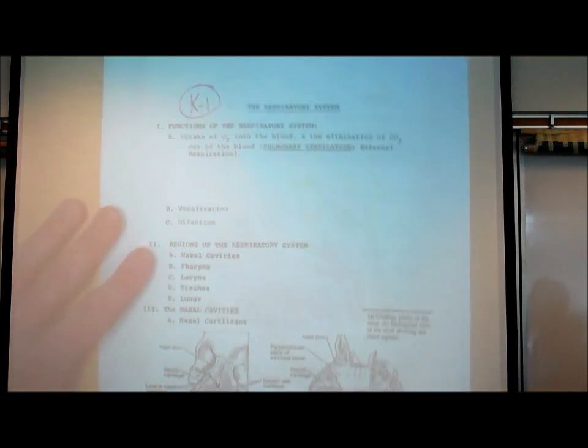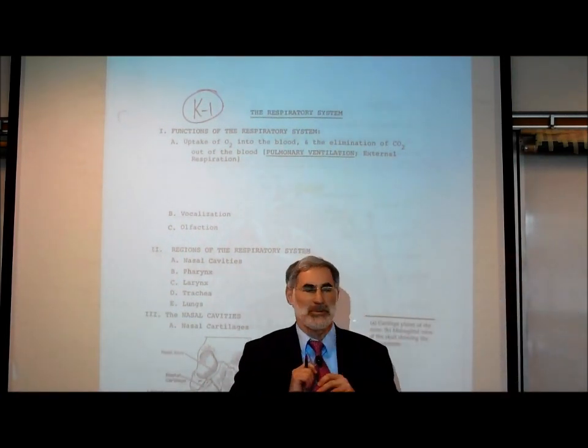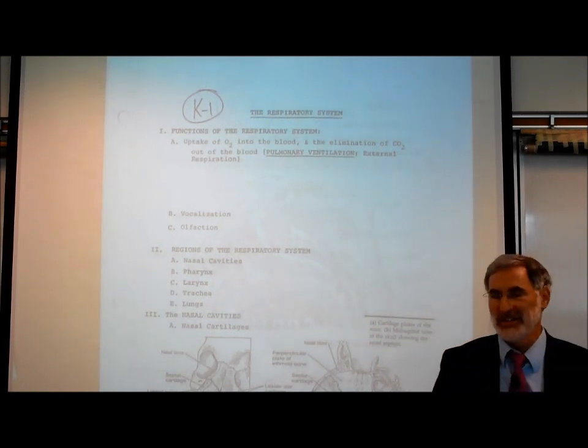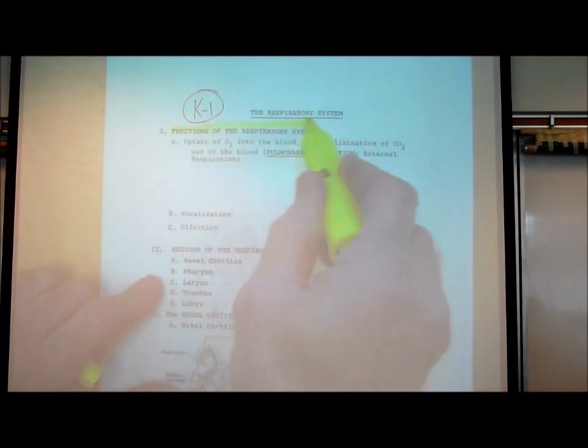The respiratory system. We're going to see that the first third of the respiratory system in large measure pertains to stuff we've already talked about. So I'm going to go through it quickly. But before we do, first, what are the functions of the respiratory system?